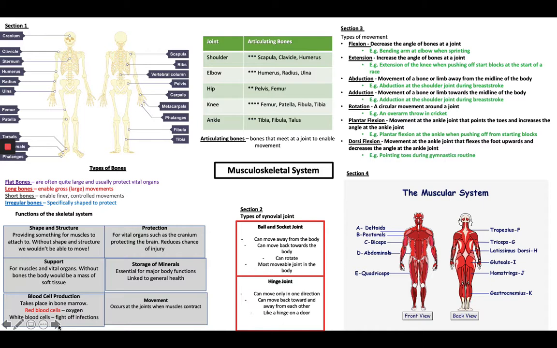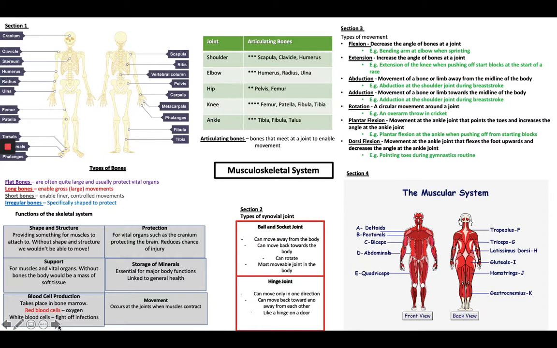Below that, you have the functions of the skeleton. There are 6 of these: shape and structure, protection, support, storage of minerals, blood cell production, and movement. Again, this is something that we all need to know. So read through this, then get somebody at home to test you. Get them to say shape and structure, and you need to be able to explain it.